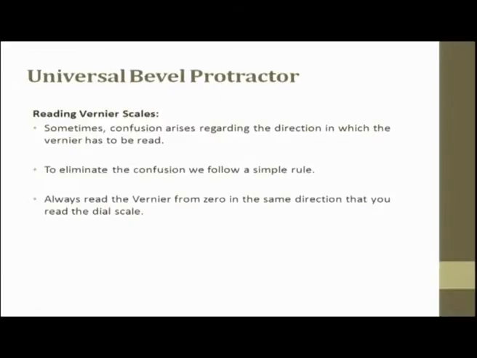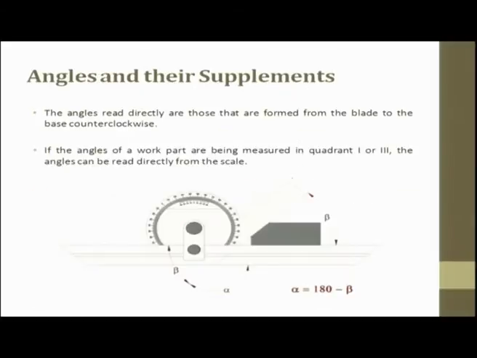So, sometimes confusion arises reading the direction in which the vernier is to be read. To eliminate the confusion, we follow a simple rule. The rule we should remember: always read the vernier from 0 in the same direction that you read the dial scale. This is also a very, very important point. A simple rule, this rule has to be followed. So, this is 0, in the same direction you read. If you follow this, then there will be no confusion whether it is positive or negative, and then you try to get the details.